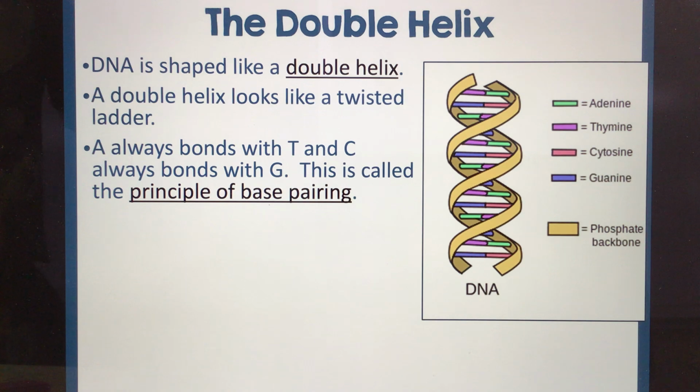Again, let's not spend so much time on this. It's more about refreshing, even just throwing some things out there you may not be familiar with. Where it says here, A always bonds with T and C always bonds with G, this is called the principle of base pairing. So inside of the DNA, inside of the nucleus of the cell, there is pairing going on, and these chromosomes pair. If you look over here on this little diagram, it talks about adenine, thymine, cytosine, guanine, phosphate backbones. Those are very specific parts of DNA.